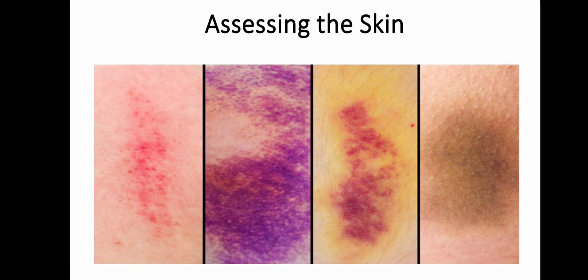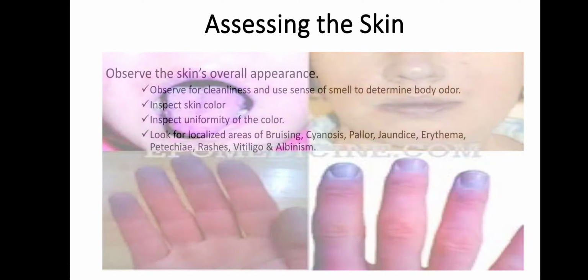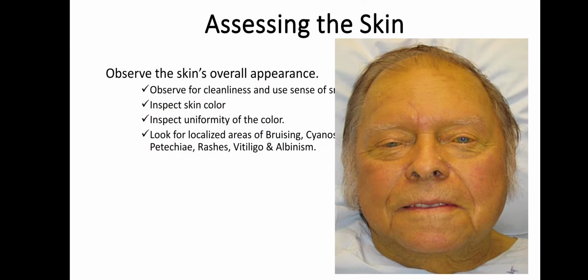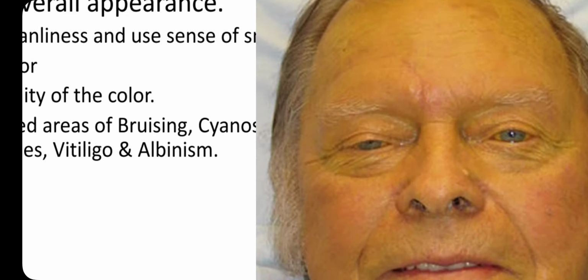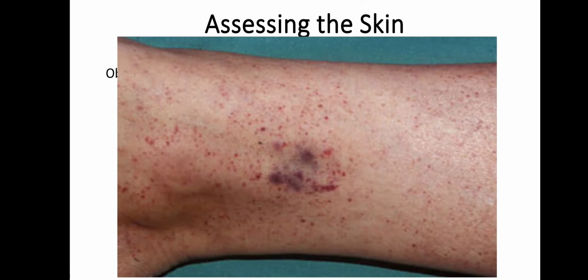So, ayan po yung ating iba't ibang pigmentation, no? So, yan yung ating bluish tinge, the cyanosis. Okay? Yan siya. We have the pale conjunctiva or pallor. Yan yung sinasabi kong pallor. Okay? The jaundice. Makita nyo yung sclera niya is yellow and also the skin is yellow. Okay? We have the erythema. And then we have the erythema din also.